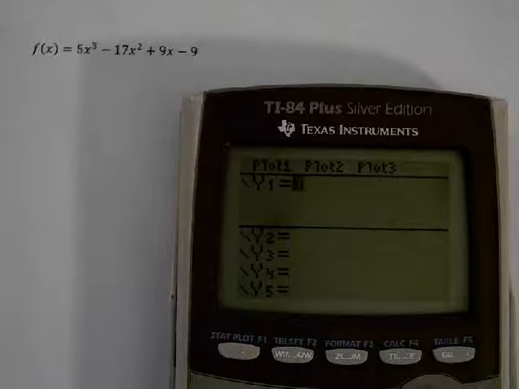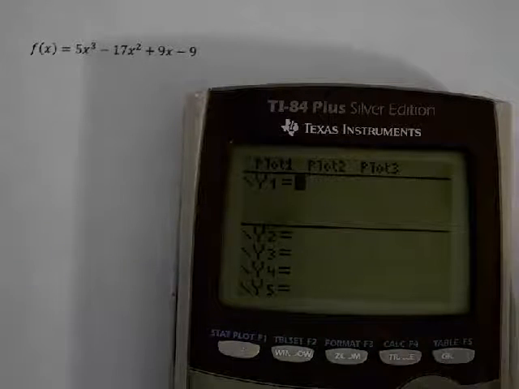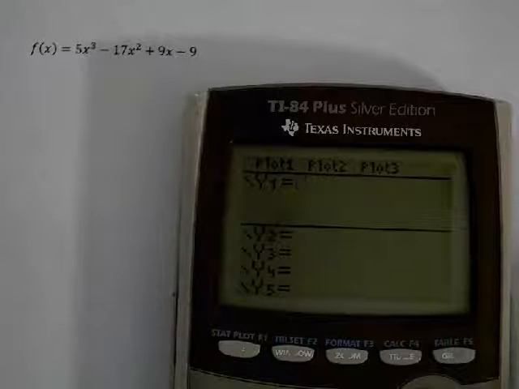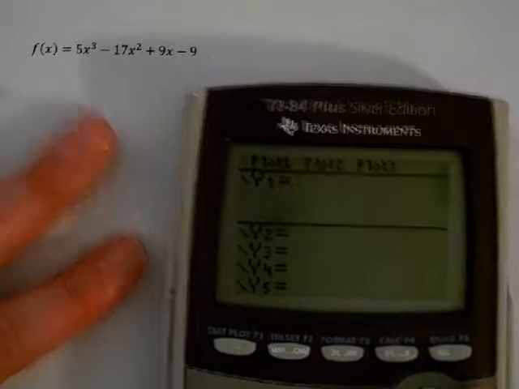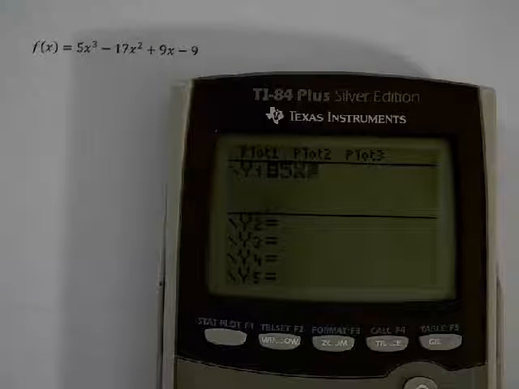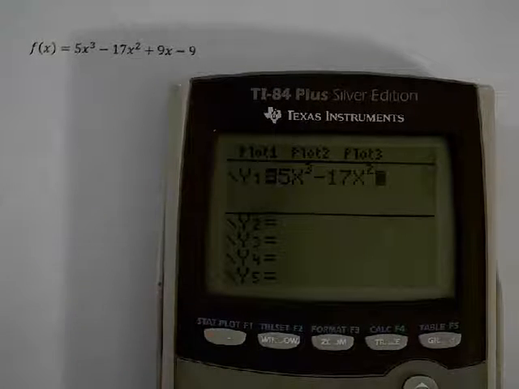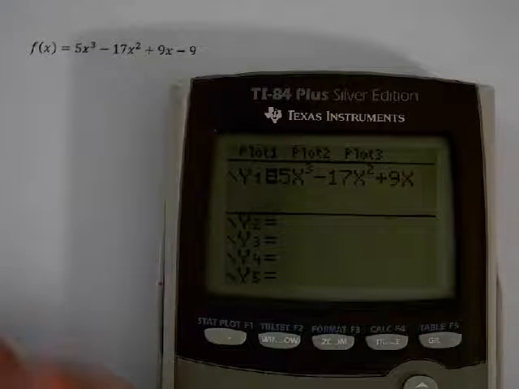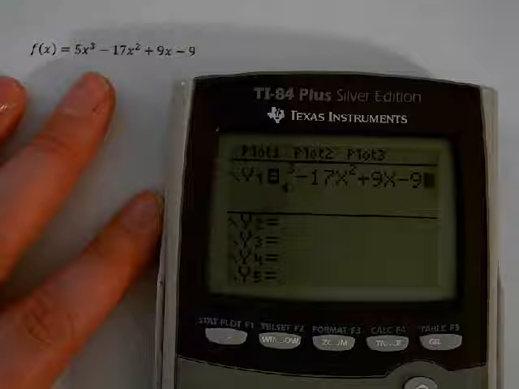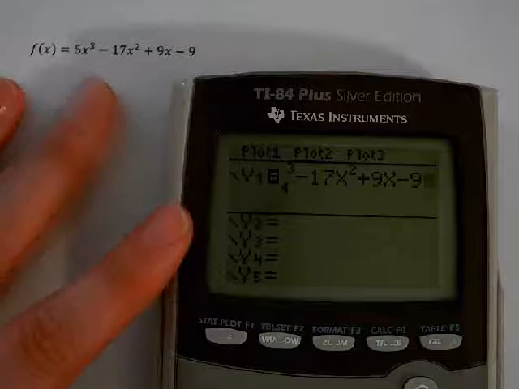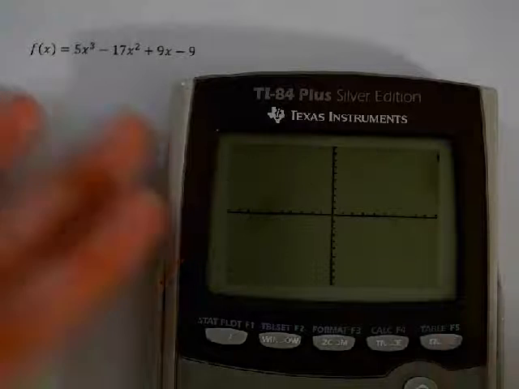Okay. So we're going to take the function, and what are we going to do with it so that we can find the zeros of the graph or find the x-intercepts of the graph? We graph it. Okay, so I've got 5x to the third minus 17x squared plus 9x minus 9. I got it all typed in. Then I hit the graph button.